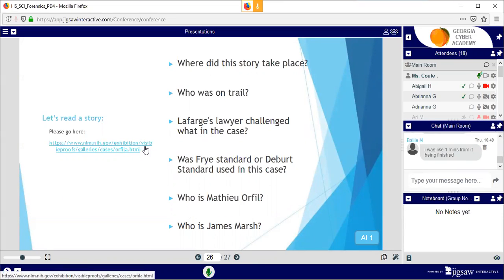And then last thing is that you can click on this resource. It will tell you some things about the Frye standard versus the Daubert standard used in a particular case with toxicology, which of course involves Mathieu Orfila and James Marsh. These typos are fixed on Canvas as well, so I apologize that that's misspelled. And this is misspelled also, but I changed it in Canvas, I promise. So you can use that as a resource to look into toxicology and the Frye versus Daubert standard.